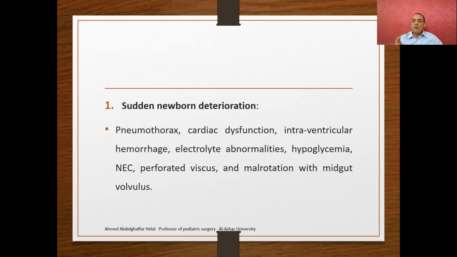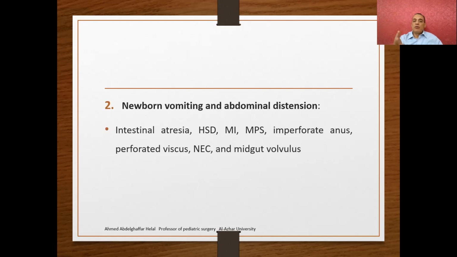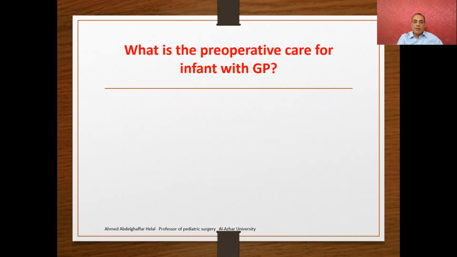Sudden newborn deterioration, for example: pneumothorax, cardiac tamponade, cardiac dysfunction, intraventricular hemorrhage, electrolyte abnormalities, hypoglycemia, necrotizing enterocolitis, perforated other viscus, malrotation, midgut volvulus. These causes will cause sudden newborn deterioration. Number two, newborn vomiting and abdominal distension may be observed in some cases of intestinal atresia, Hirschsprung disease, meconium ileus, meconium plug syndrome, imperforate anus, perforated viscus, necrotizing enterocolitis, and midgut volvulus.